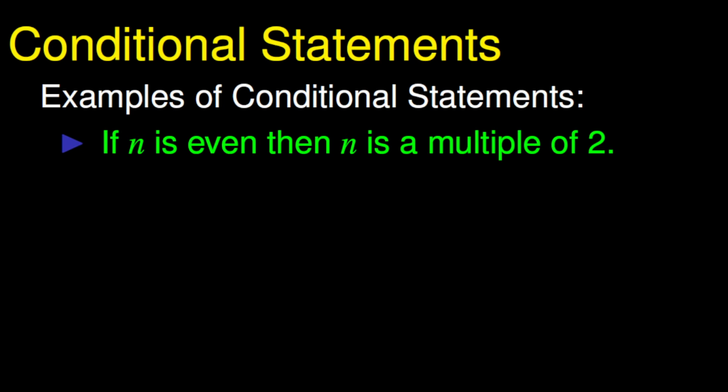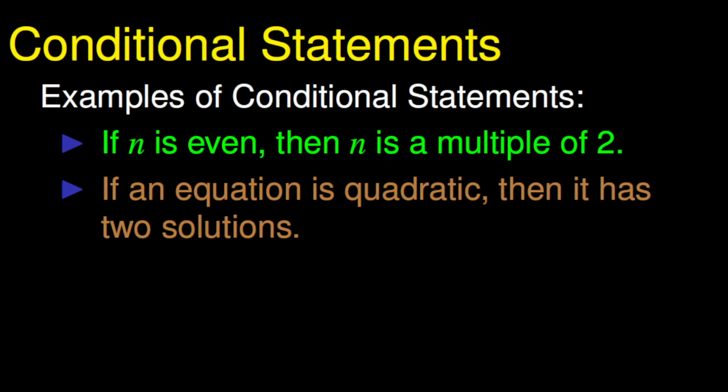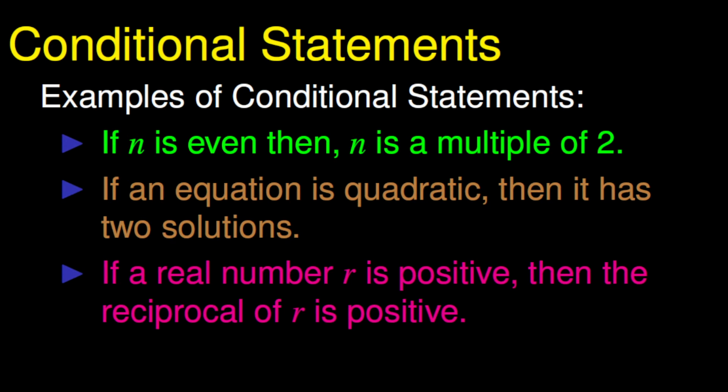If n is even, then n is a multiple of 2. This is obviously a conditional statement because it fits the definition. It has the form of if p then q, where p is n is even, and q is n is a multiple of 2. Another example of a conditional statement is the following. If an equation is quadratic, then it has 2 solutions. A third example of a conditional statement is, if a real number r is positive, then the reciprocal of r is positive.